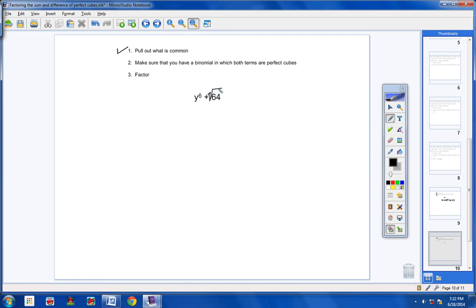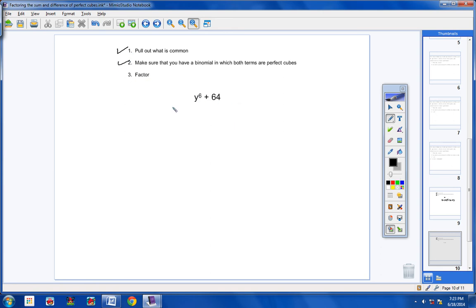Now, is 64 a perfect cube? Well, I say it is, and I say it's 4. If you take 4 times 4, you get 16, and then times 4 again is 64. Now, you might say, Mr. Earhart, how do you know these numbers so quickly? Well, I've done this for years, and you'll kind of catch on to this as we do more and more of these. But yes, 64 is a perfect cube. We do know the cubed root of 64, and it's 4. So step 2 is done. We do have a binomial in which both terms are perfect cubes.